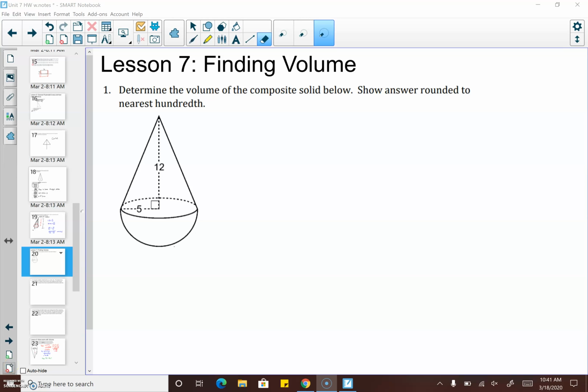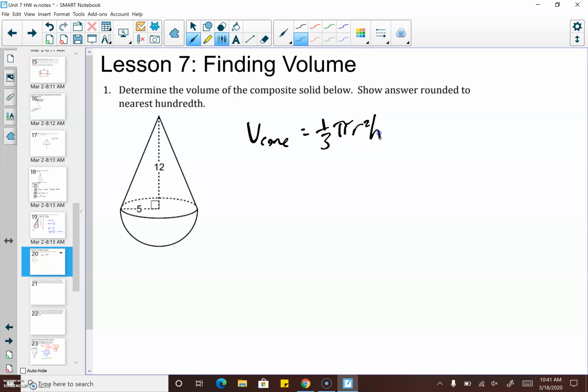For lesson 7, we're going to do a little bit more work with finding volume. Determine the volume of the composite solid shown below and round your answer to the nearest hundredth. The first thing we need to realize is that we need the volume of a cone and the volume of a hemisphere. So we'll work on the cone part first.